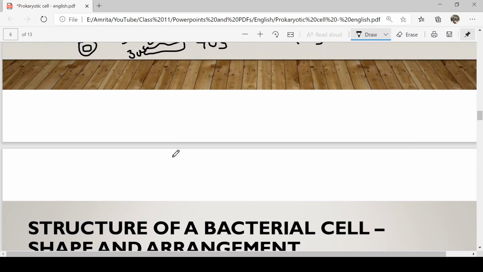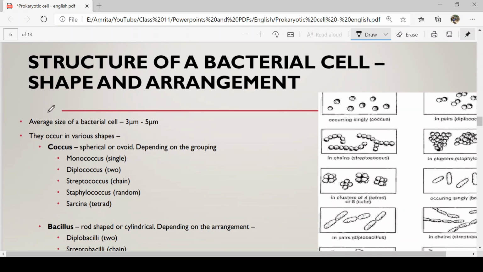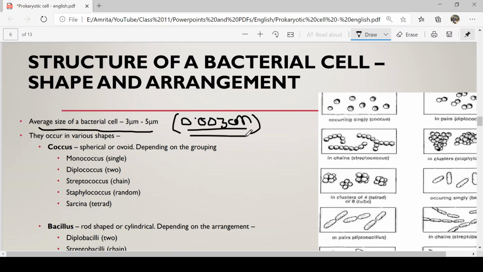Next, we'll move ahead to see a bacterial cell, specifically when we start talking about bacteria. So first of all, what is the average size of a bacterial cell? It is about 3 micrometer to 5 micrometer. Now 3 micrometer is 0.003 centimeter. If you're not understanding in terms of microns, it is about 0.003 centimeter. It is extremely tiny to be viewed with the naked eye, so we need a special instrument, a microscope, to observe the bacterial cell.